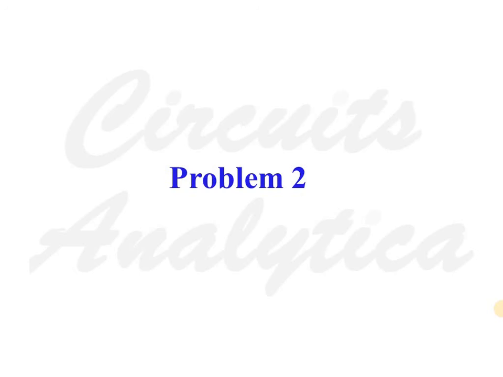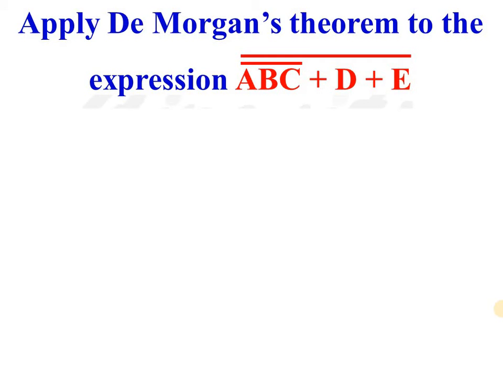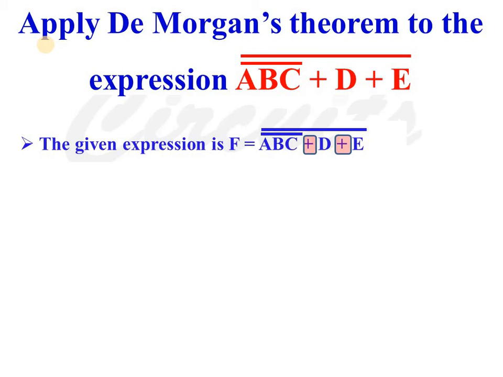Second problem. Apply De Morgan's theorem to the expression (ABC bar or d or e) the whole bar. So the given expression is f is equal to (ABC bar or d or e) the whole bar. So basically this is a NOR gate with three input variables. The three input variables are ABC bar as the first input, d is the second input and e is the third input. We are going to apply De Morgan's theorem.